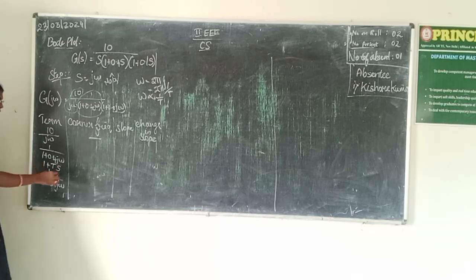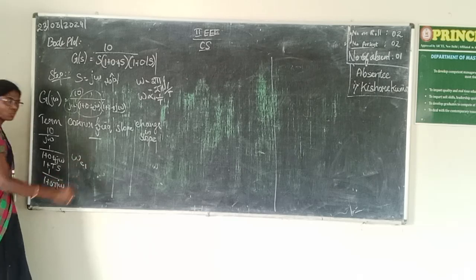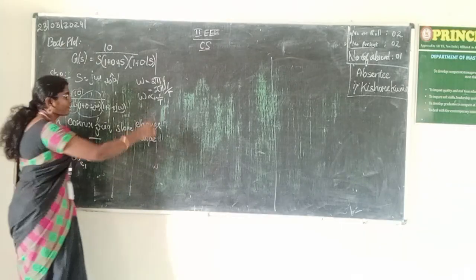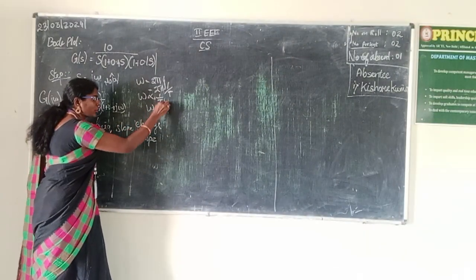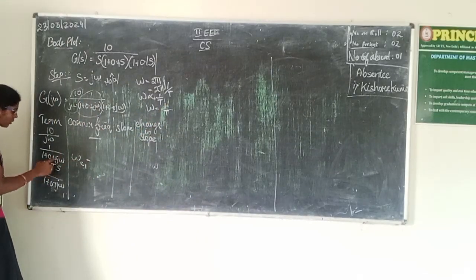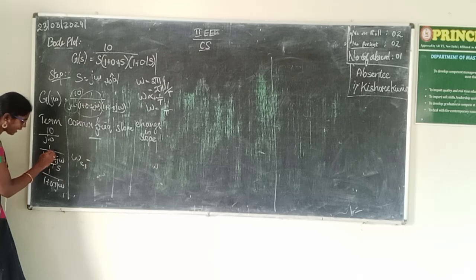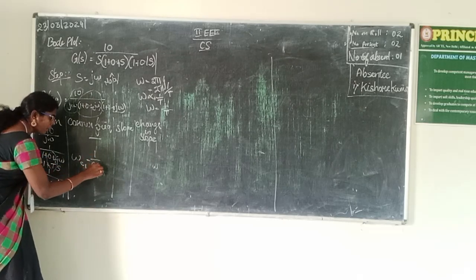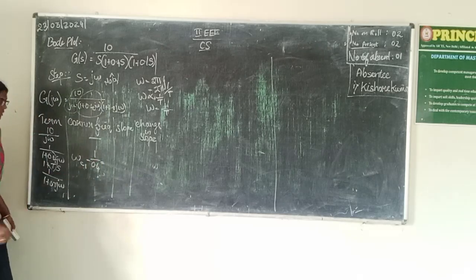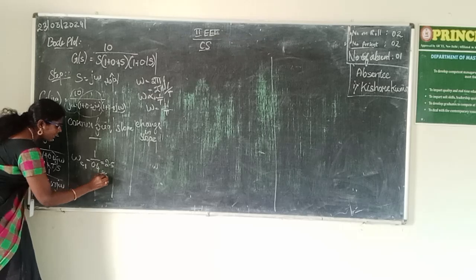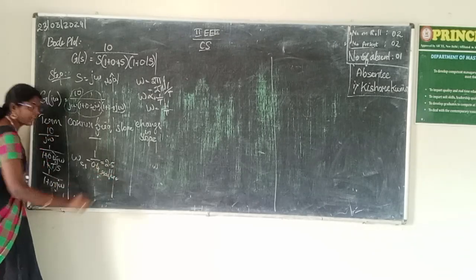We need to find out omega C1. What is omega? Omega is equal to 1 by time t. So omega C1 is equal to 1 divided by, what is the time here? 0.4. So it is 1 divided by 0.4, which is equal to 2.5. What is the unit of omega? It is radian per second.